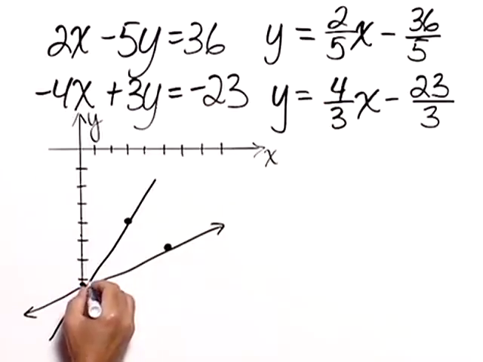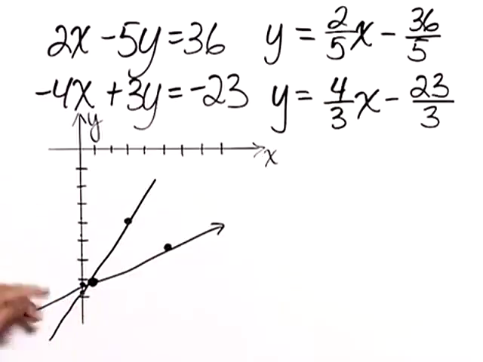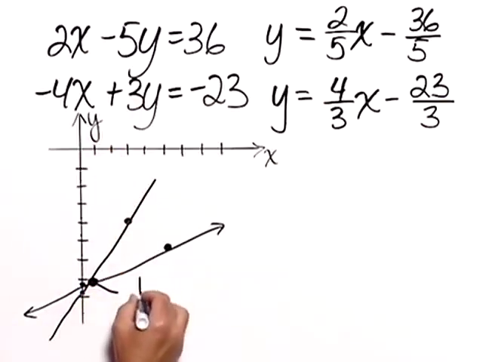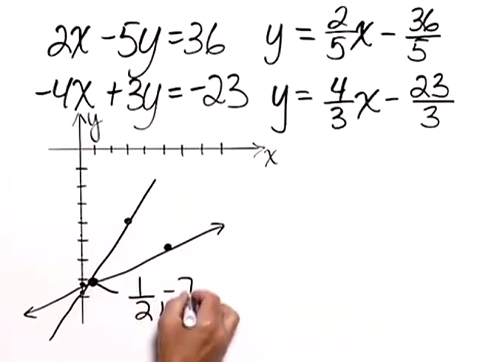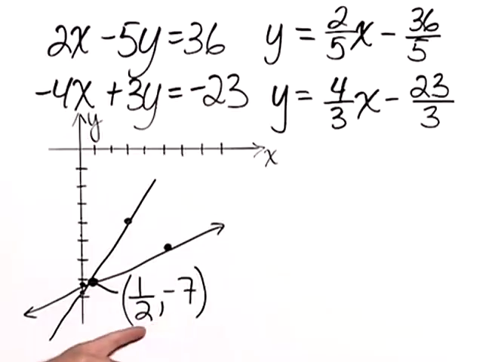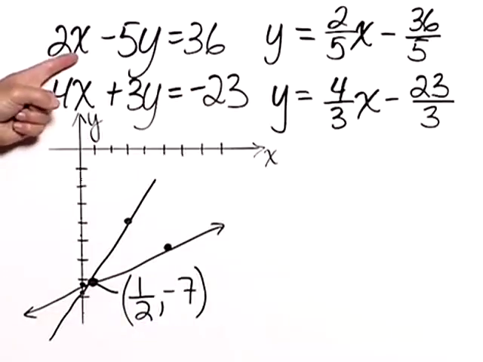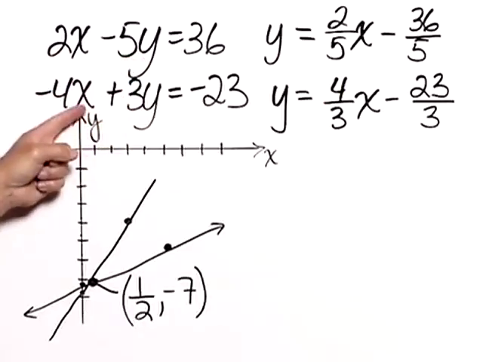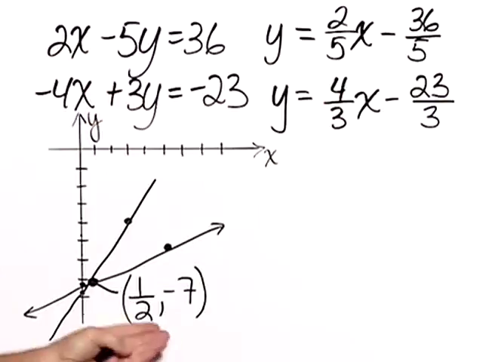through those points. Now the intersection, I have to draw it a little bit big, occurs right here. Obviously, if we were using graph paper, you would be able to see that more clearly, but that point is actually the point 1/2, comma, negative 7. We could verify that by substituting in 1/2 for x and negative 7 for y in both of these equations. I've already done that, so I do know that that is the correct solution.